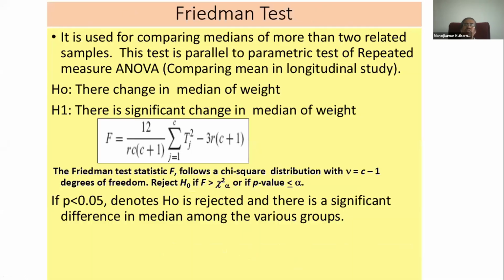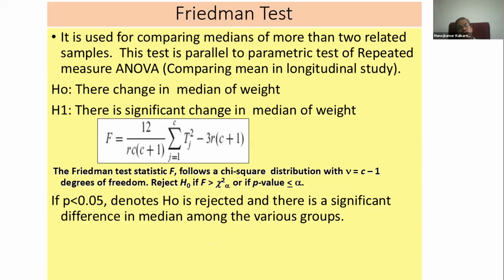Now coming to the Friedman test. The Friedman test is parallel to repeated measures analysis of variance. You might be aware that repeated measures analysis is an extension of the paired t test. In the paired t test we have seen that there are two sets of measurements, measured before the experiment and after the experiment.